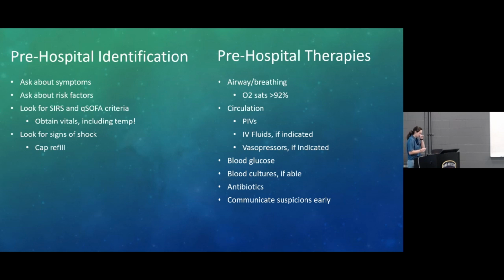Pre-hospital therapies, we'll go a little more into depth about these, but for airway and breathing, we like for them to be satting above 92%. If they have a history of COPD, then above 88% is fine for those patients.